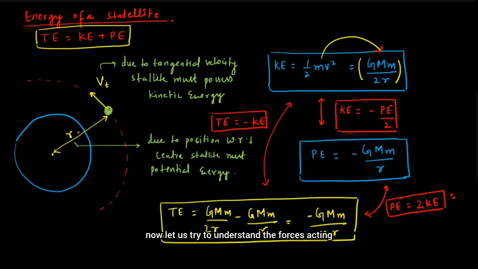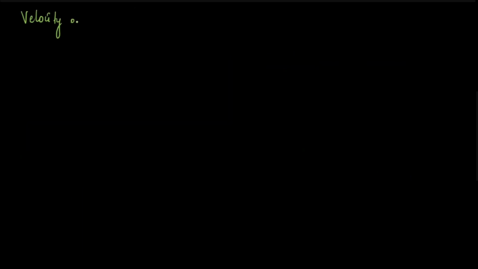Now let us try to understand the forces acting on the satellite in order to get its velocity. We need to calculate it. Let us try to understand how we can calculate the velocity of an orbiting satellite. That velocity is known as orbital velocity. We'll also find the orbital velocity of different satellites on Earth. Again, this is going to be the general case because we assume that all the satellites are revolving close to the surface of Earth.